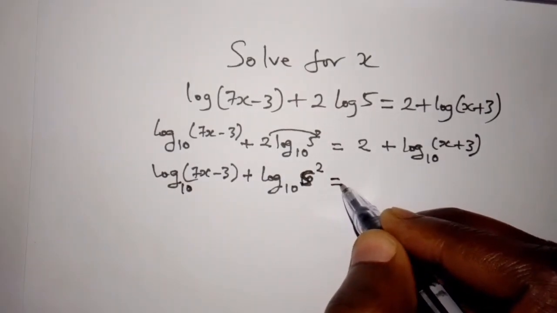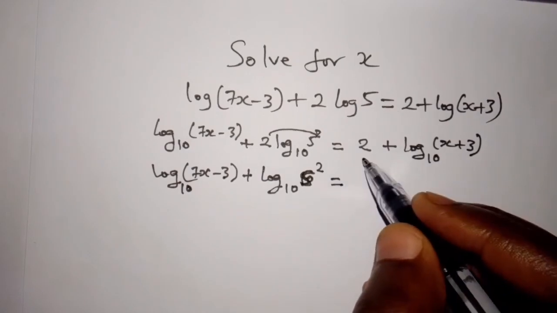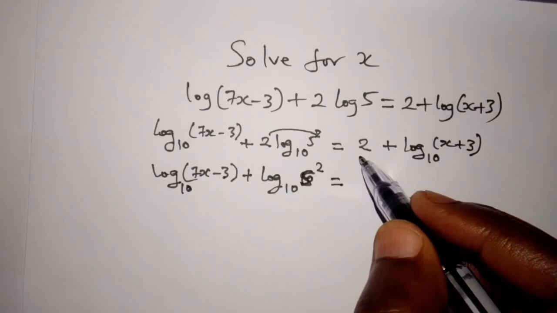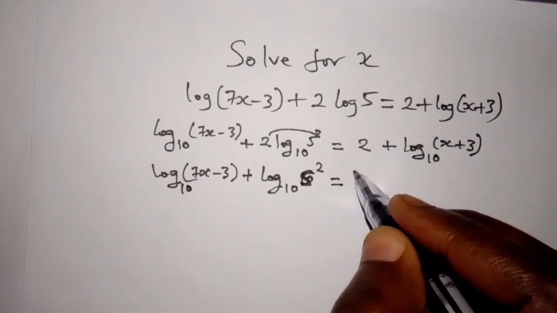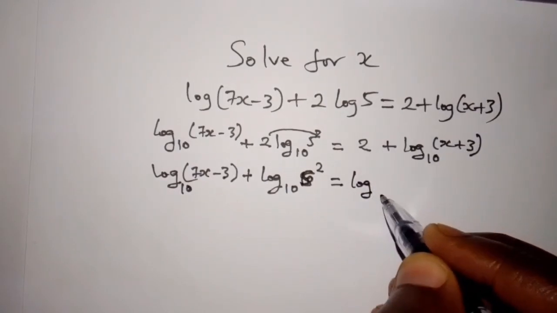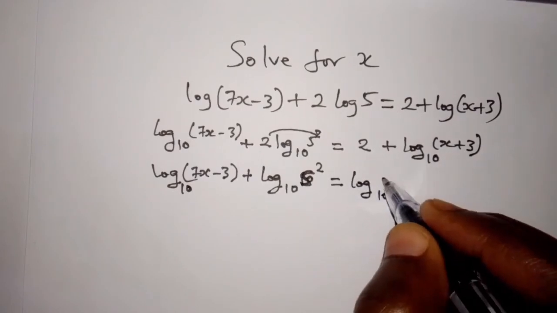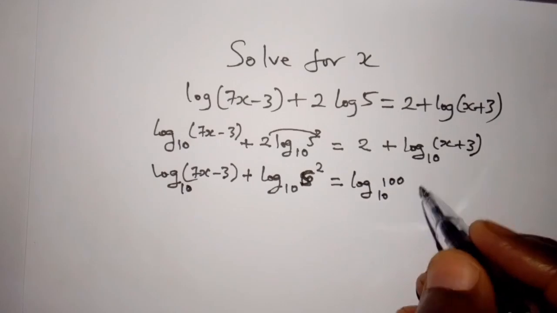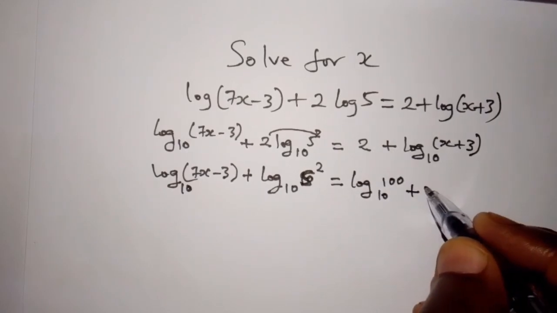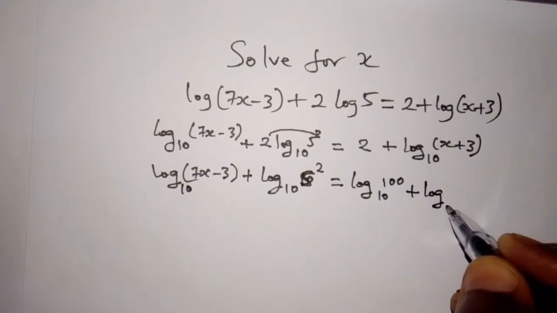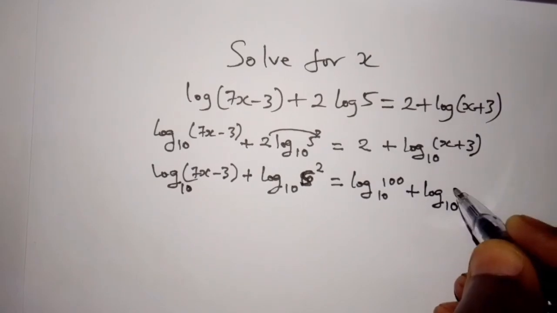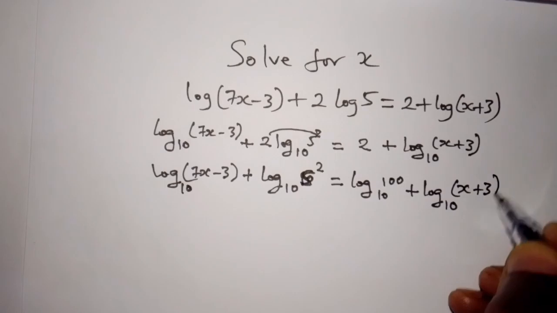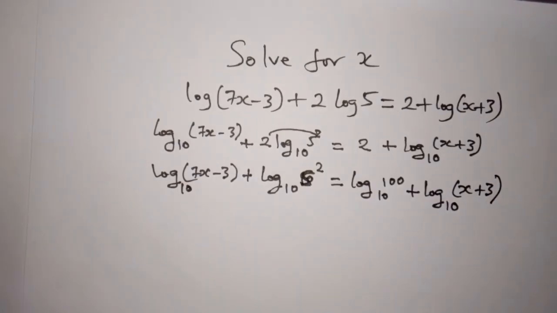Now we can write 2 here as a log base 10 of 100. Log base 10 of 100 is 2, plus log base 10 of x + 3. And now we want to use the property of log.